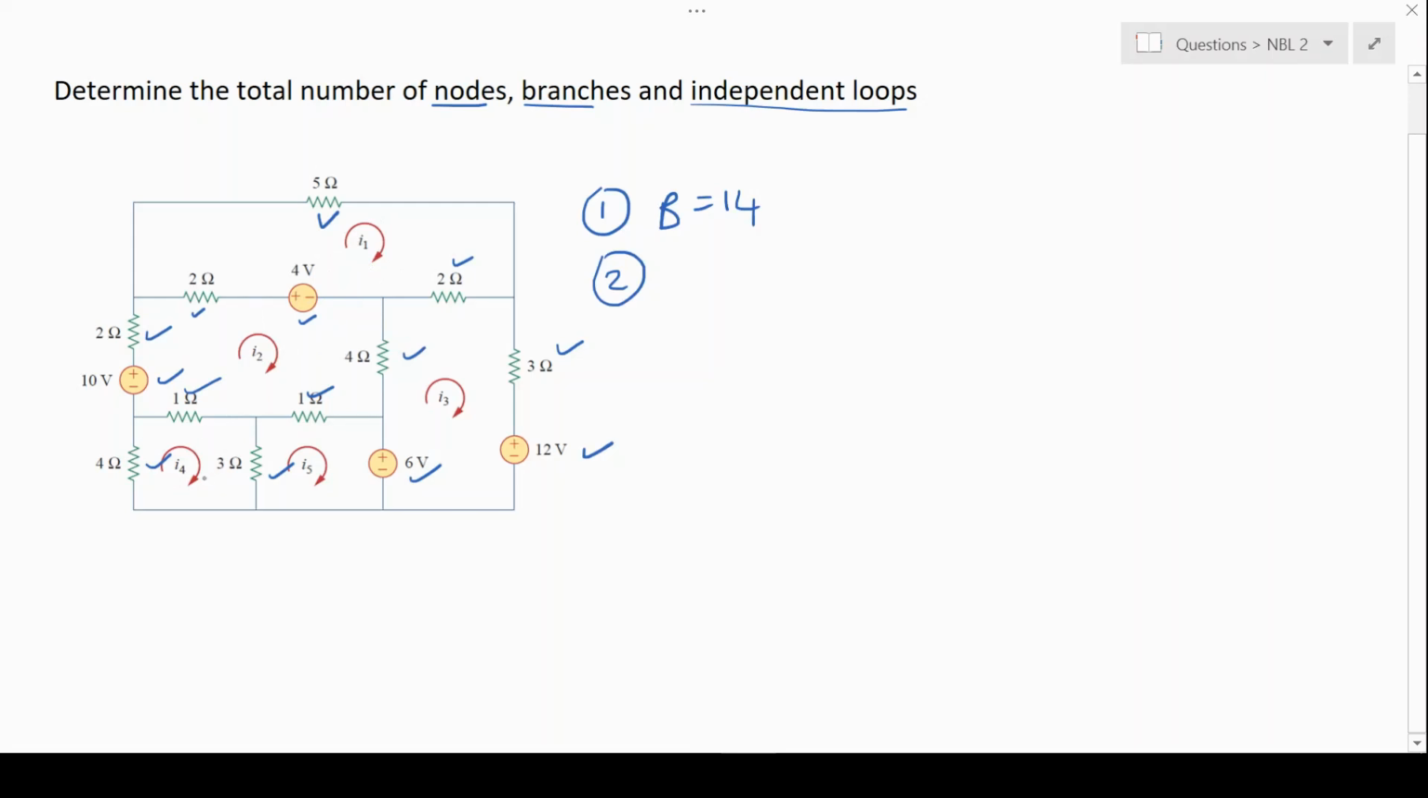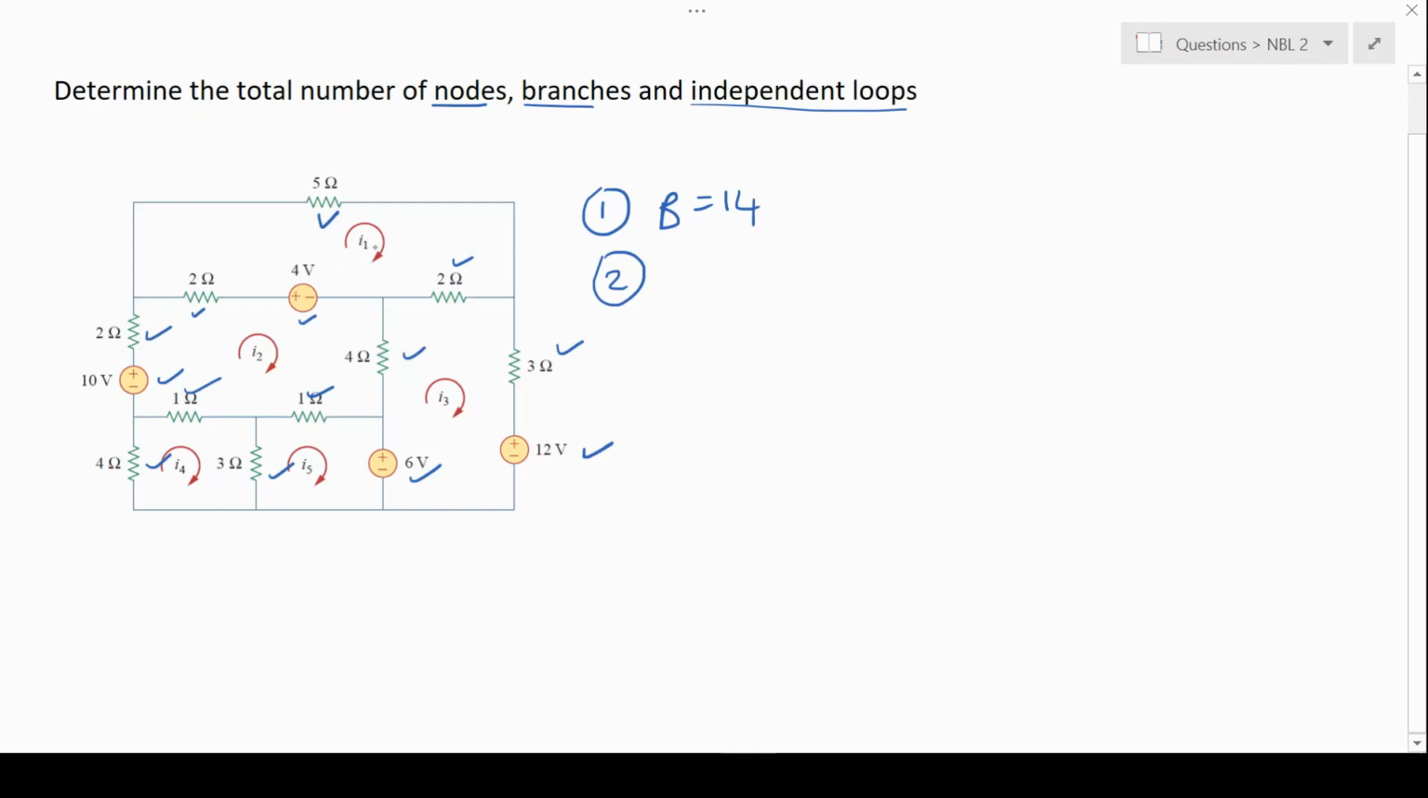So loop I4 has all three elements as new. Loop I5 has the 1 ohm and the 6 volt as new. Loop I3 will have the 4 ohm, 2 ohm, 3 ohm, and 12 volt as new. Loop I2 will have the 10 volt, 2 ohm, 2 ohm, and 4 volt as new. And finally, loop I1 will have the 2 ohm and the 5 ohm as new.